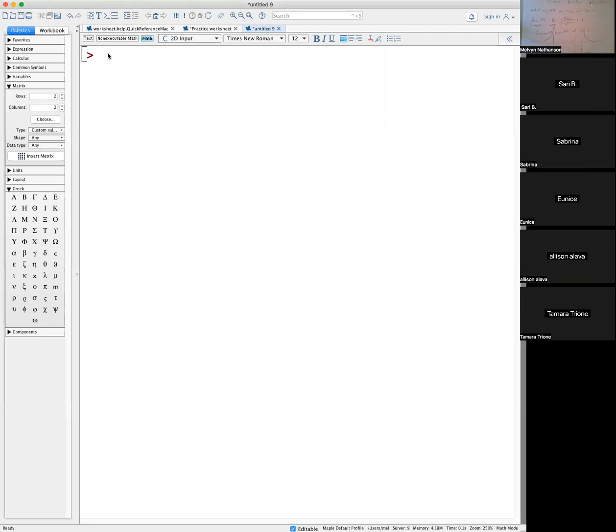Let's see. So my function is f, and x is sent to 2 times x squared plus 6 divided by 2 times x squared plus 3 times x minus 2.